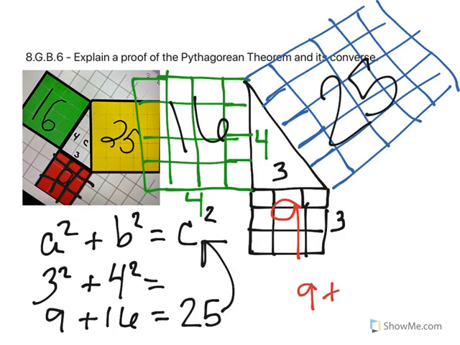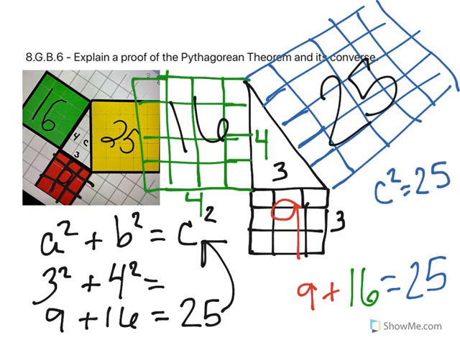plus 16 does equal 25. But what is our side length? Remember, it's the square root of that, so we're finding just one number here. And so we see it as c squared equals 25. That means c has to equal 5 because it's c times c.